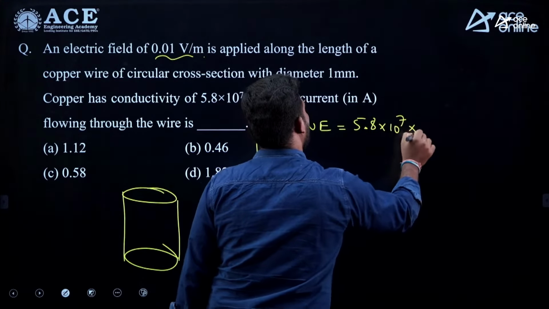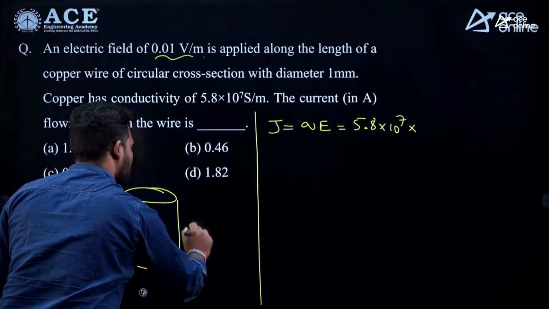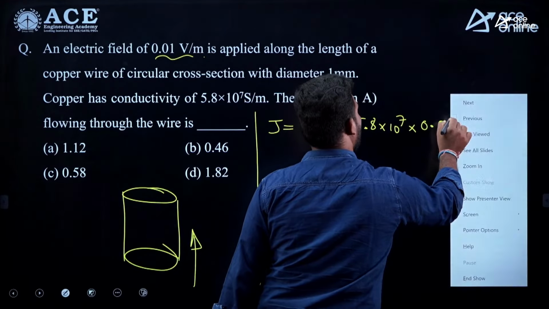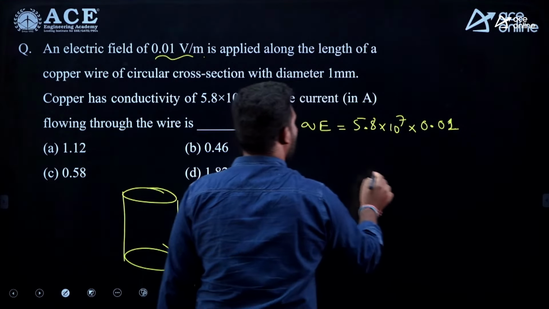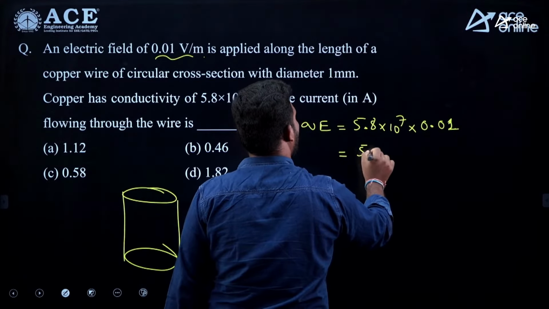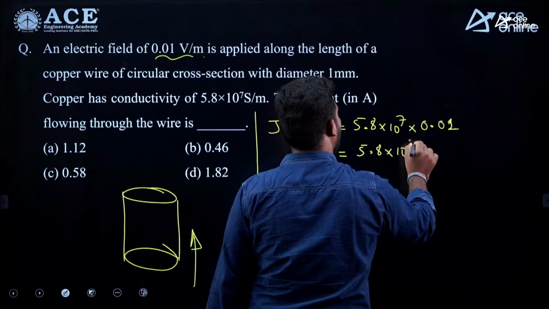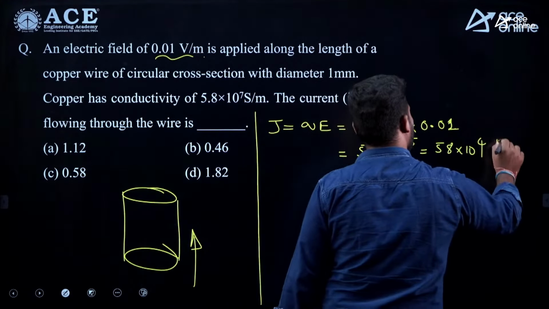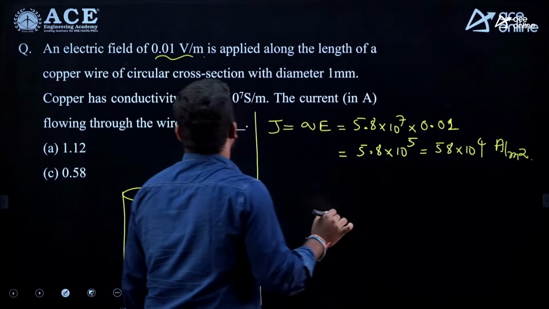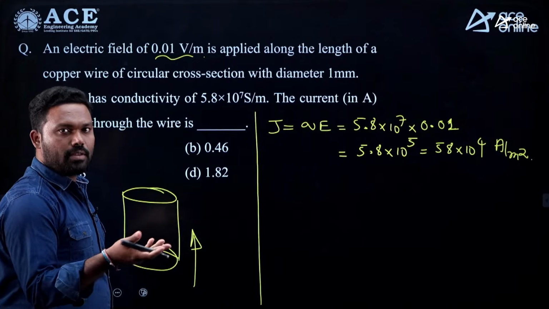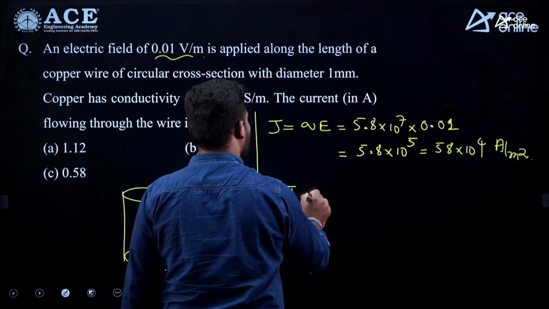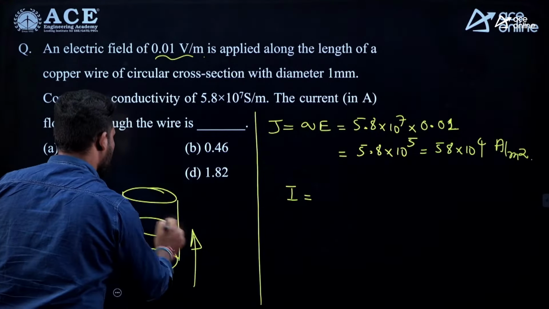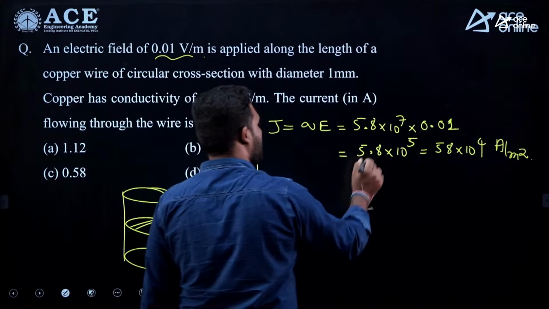10 to the power of 7 into the applied electric field, which is acting along the axis. This is how it is acting. So it is 0.01. Yes, you can just check this one. So this is 5.8 into 10 to the power of 7 times 0.01, or 58 into 10 to the power of 4, in ampere per meter square, correct? But the question is asking for the current, so obviously you need to multiply by the surface area. What is the total current? Actually you need to perform the integration. As this current density is normal to the surface, and it is constant, you can just multiply by the area here.